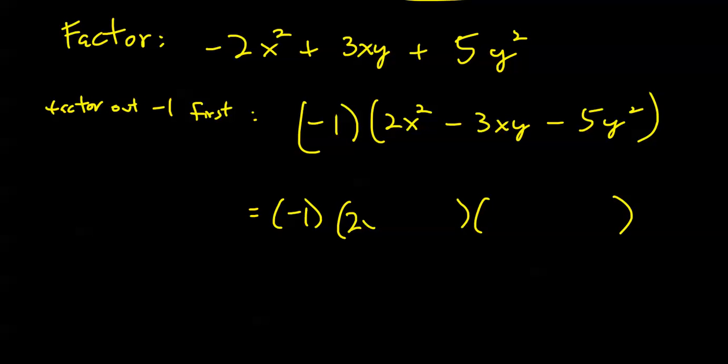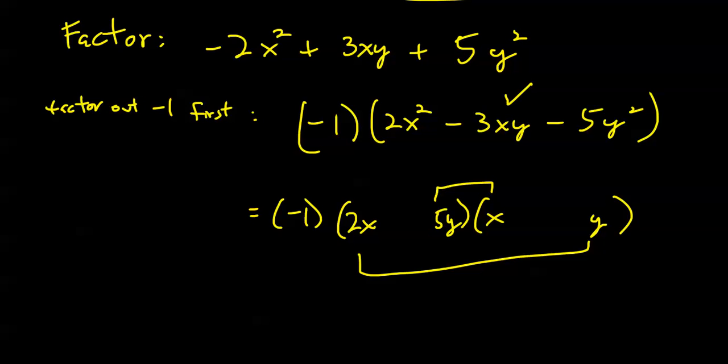Again, 2x squared breaks down as 2x and x. 5y squared, well, let's see. I'm going to try 5y and y in the last slots as shown, because then I'll see the outer product will be 2xy, the inner product will be 5yx or 5xy, and if I play with the signs I can get the outer and inner product to add up to a minus 3xy.